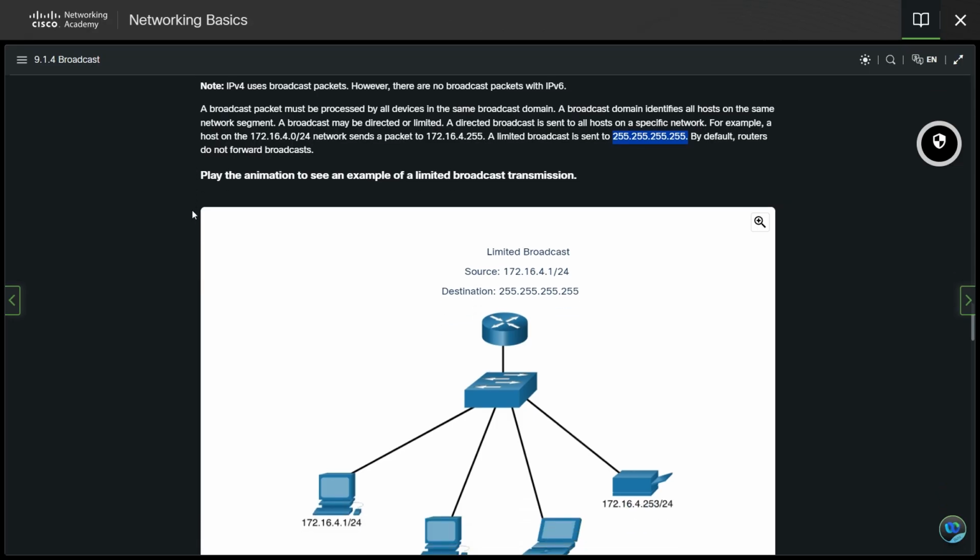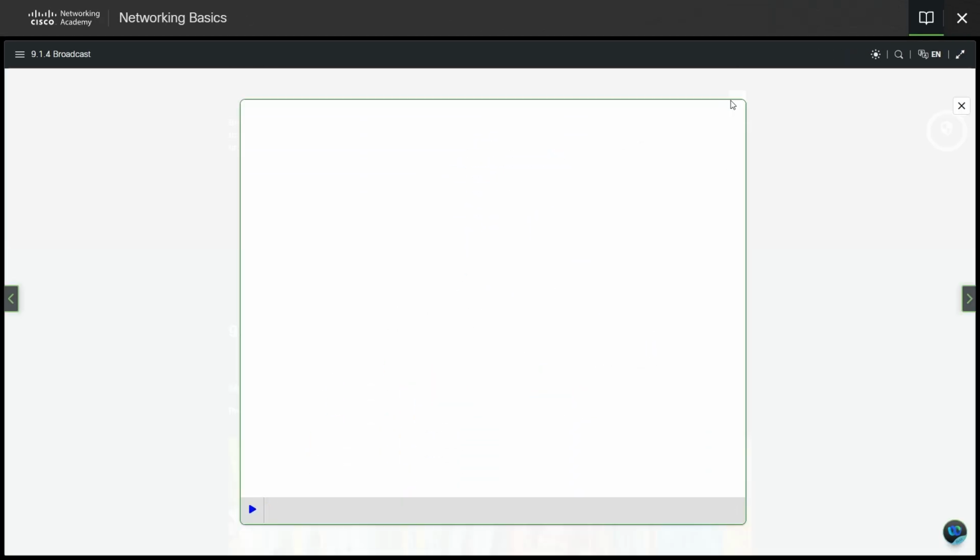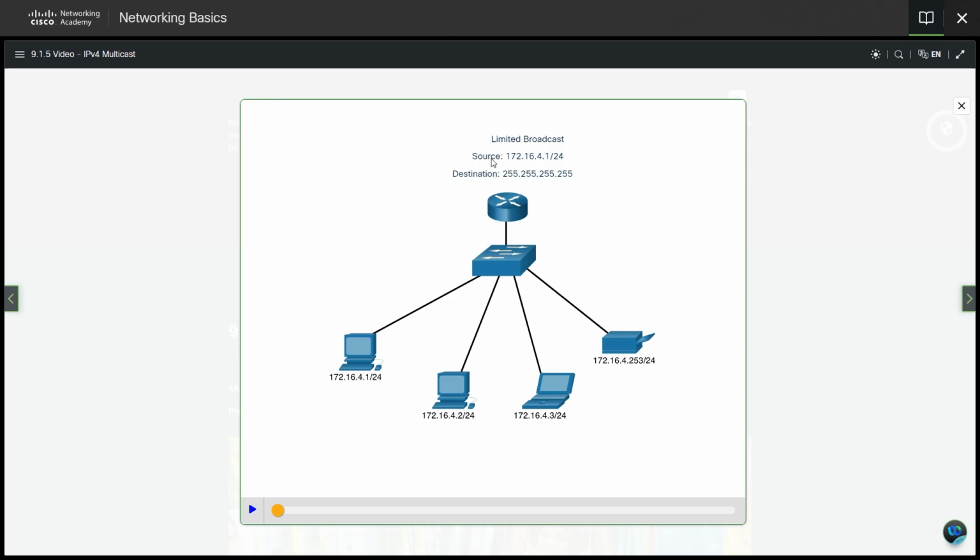Play the animation to see an example of a limited broadcast transmission. We have the source and the destination. This is the source, and the destination is all the devices. We can see how this device sends a packet to this switch, and the switch sends the packets to all ports attached to the switch.